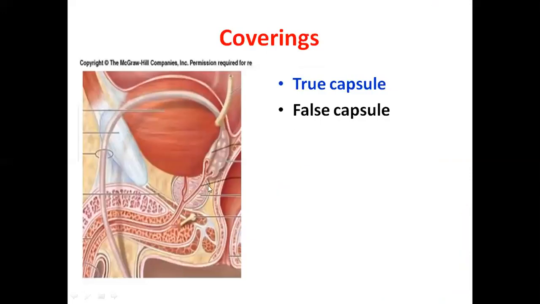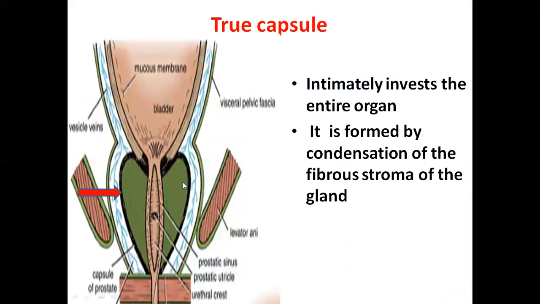Now let us see the coverings of the prostate. The outermost covering is actually the false capsule. Immediately surrounding the prostate tissue is the true capsule. The same thing we have found with thyroid gland; there also we find true capsule and false capsule. Now let us get the orientation of this picture. This is urinary bladder. This is the neck of the urinary bladder. At the neck, we are finding this green colored gland, which is nothing but the prostate gland. From the neck of the urinary bladder, we are finding urethra.